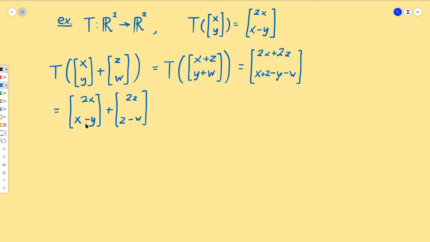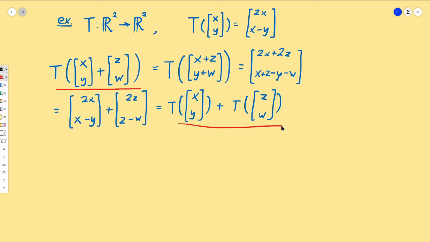And of course, the vectors (2x, x minus y) and (2z, z minus w) are T applied to (x, y) and T applied to (z, w) respectively. And since I'm adding those, I'm adding T applied to each of these vectors individually. And so we can see that vector addition is preserved. I add two vectors in the input space, in the domain, and then I apply the map to them, and that's the same thing as applying the map to the vectors first, and then adding those results now in the output space, now in the codomain.